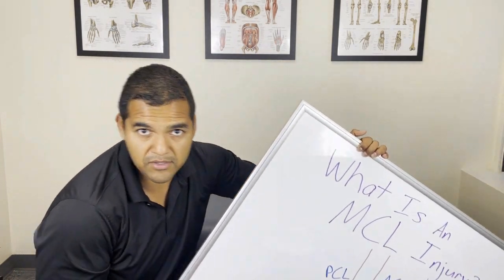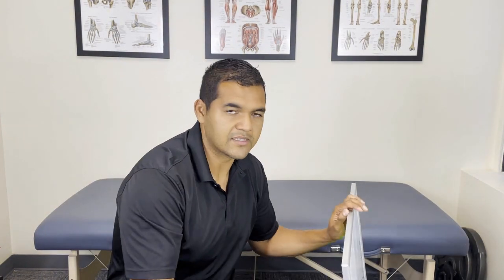The ACL is the most infamous ligament in the knee. It's the one that commonly gets torn, and oftentimes if you've got an MCL injury, it puts you at high risk to injure your ACL, which is probably the most important ligament holding the knee together. So it's important to take care of your MCL before you develop an ACL injury on top of your MCL injury.